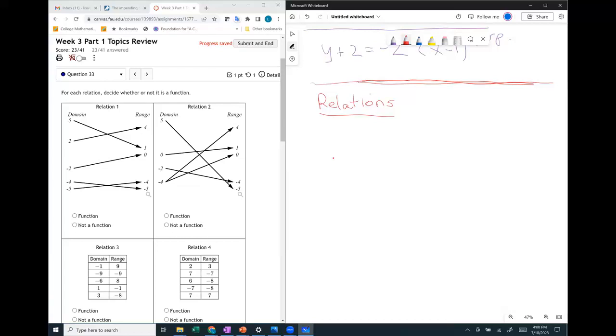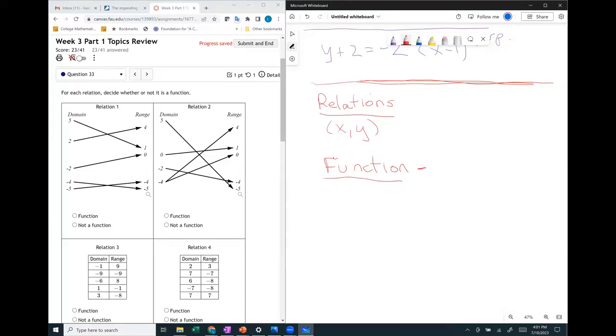Relations are a point, x comma y. X is related to y. Every XY combination always is a relationship. However, there's one thing that happens when you have a function. So a function is a type of relationship.